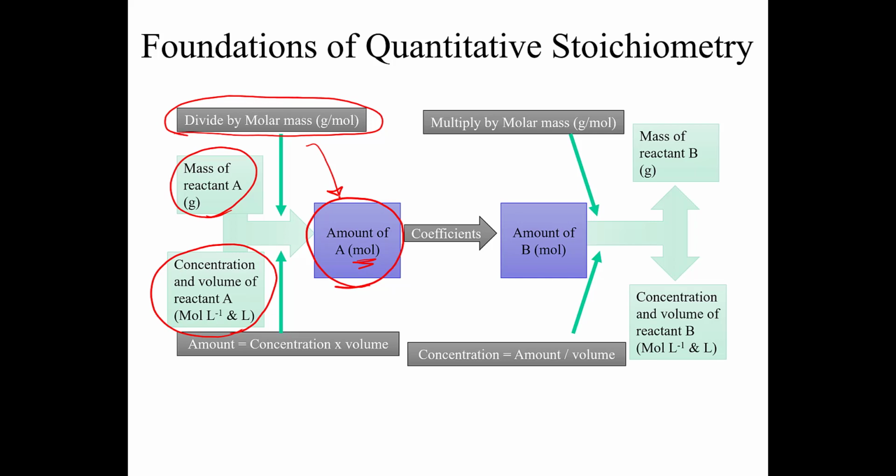The other thing we can do is if we have a concentration and a volume of a liquid, obviously it makes a lot of sense to work with solutions because we can mix these solutions very readily. But if we want to know how many moles of a particular species we have, then the amount, in moles, is equal to the concentration, which is in moles per liter, multiplied by the volume, which is in liters. So those liters cancel, and that's how we end up with the number of moles of our reactant A.